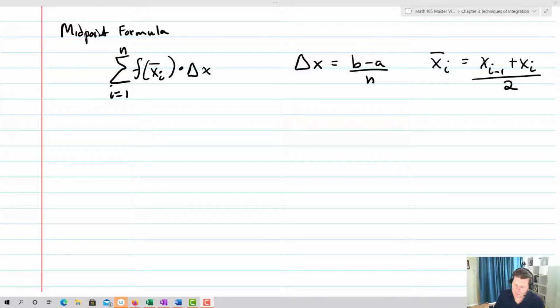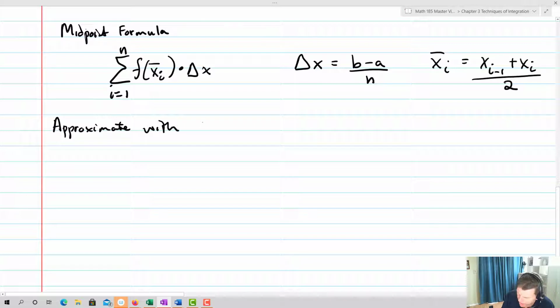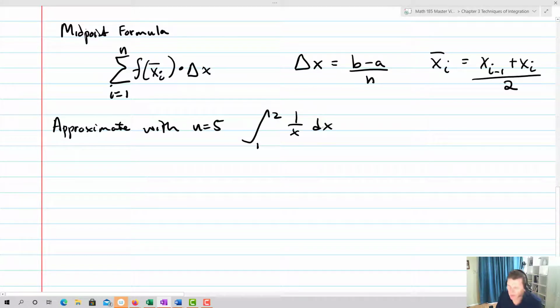So let's utilize this rule. Let's say, for example, we want to approximate, with n equals 5, so that's the number of intervals that I'm going to use, the integral from 1 to 2 of 1/x dx. Now, we do know actually how to integrate 1/x dx. That's not a problem, and then we can just substitute in for x. That would be fine. What we want to do is get a basic sense of what this is going to look like, and how we use numerical approximation.